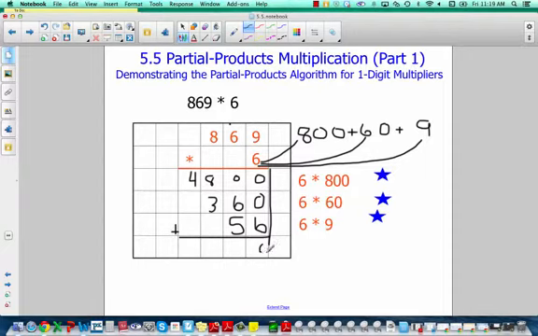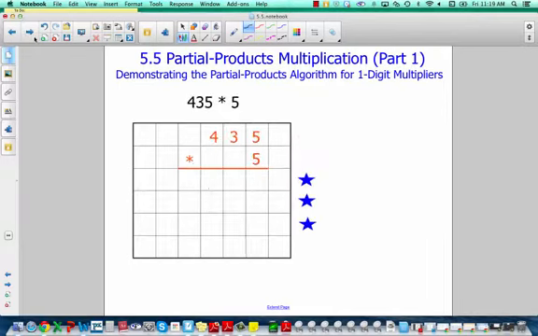So I'll have 6. 6 plus 5 is 11, so I need to carry the 1. 8 plus 3 is 11, plus 1 is 12. Carry the 1. And 4 plus 1 is 5. So my answer will be 5,216. Look at that. You just multiplied a big number.